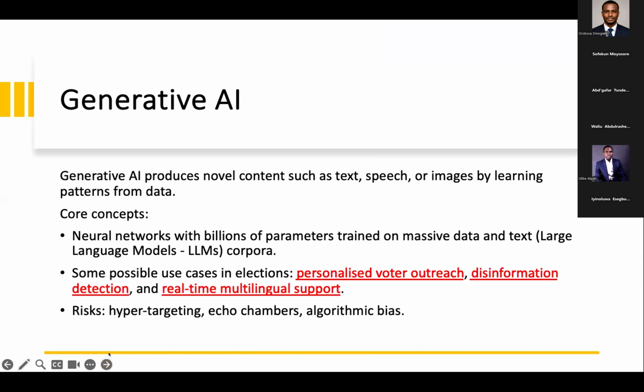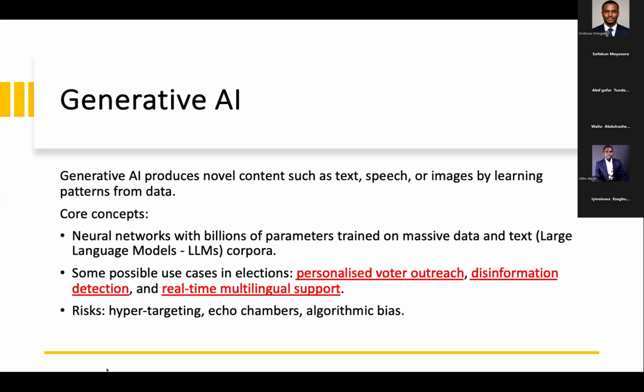So the part of the generative AI, where does it come in? Basically, we know it as neural networks that are trained on massive data sets and text, for example the large language model, which is a text-based AI. Possible uses in elections would be personalizing outreach to voters to give them well-informed information, guarding against disinformation, and providing an interactive support system where voters, before voting, are able to understand the expectations and where each of the candidates vying for any position stand, and to see if their values are in line with all of that.